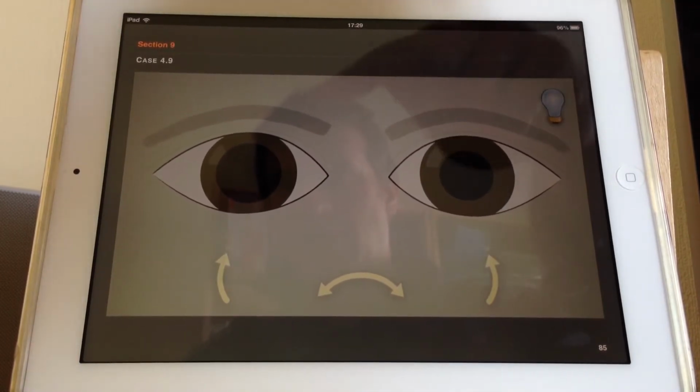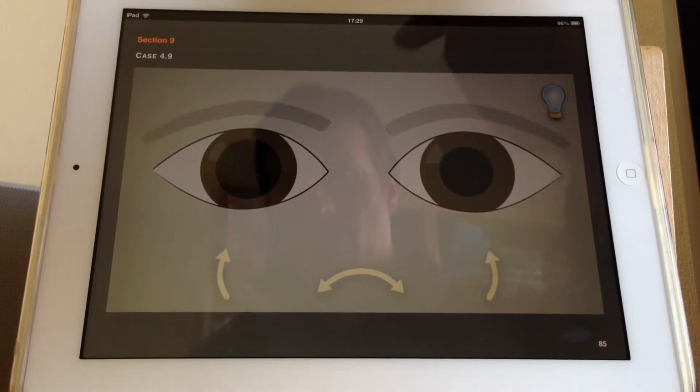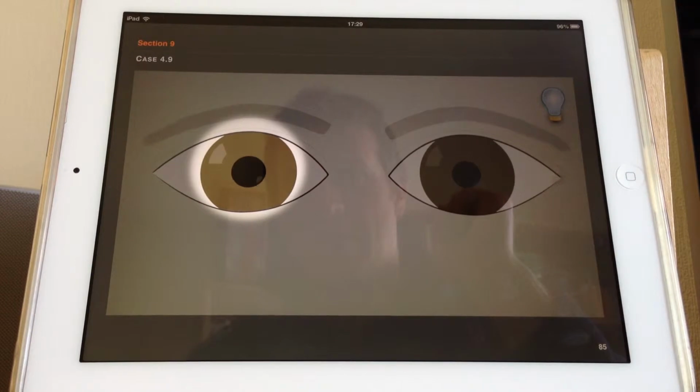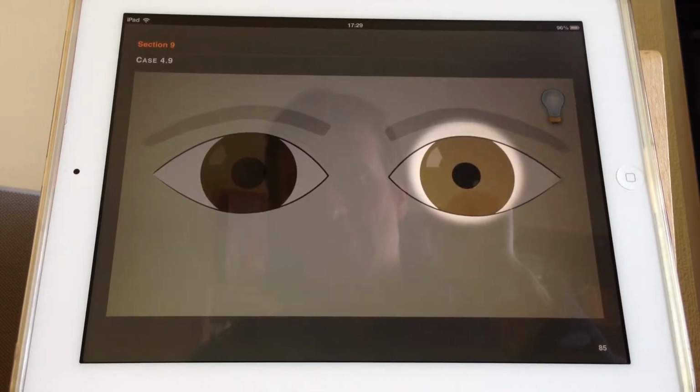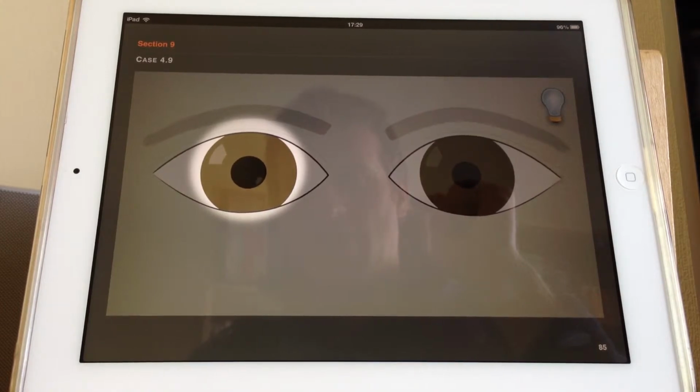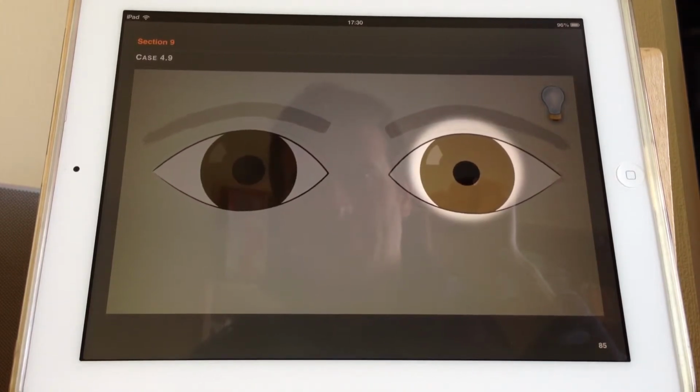But actually both pupils are reacting normally. So I guess the final thing is just to compare the afferent pathways of the swinging light test, the relative afferent pupil test. So that's constricting nicely. So as the light's being swung from eye to eye, there's no relative afferent pupil defect.